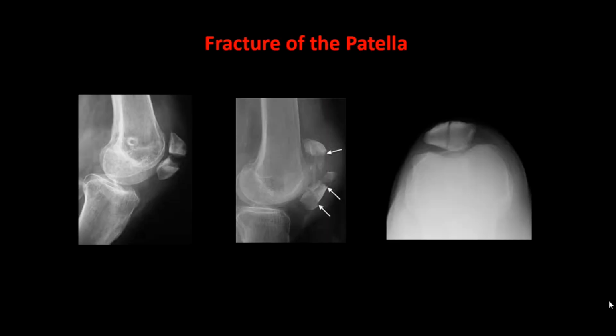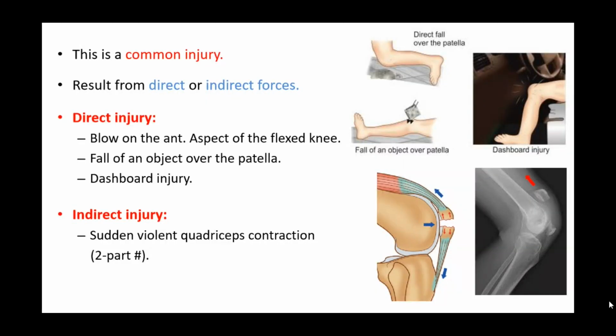Fracture of the patella. Let's discuss in detail. This is a common injury and results from direct or indirect forces that occur on the knee joint. Now, when we talk about direct injury, that means any blow or any fall on the anterior aspect of the knee when the knee is flexed.